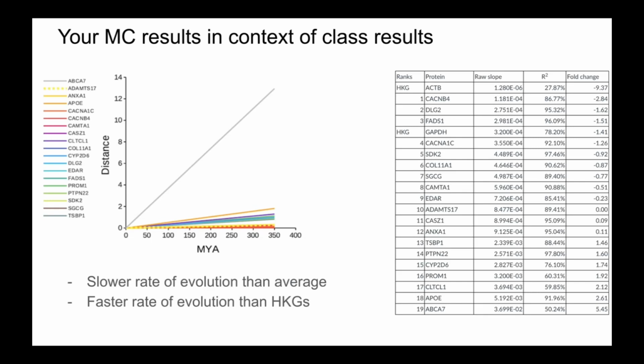In comparing my gene with the genes that my peers chose, as well as some housekeeping genes, my gene has a slower average rate of evolution. This indicates that my gene is essential. According to my findings, CACNA1C is an essential gene. Therefore, variation within the gene is unusual.